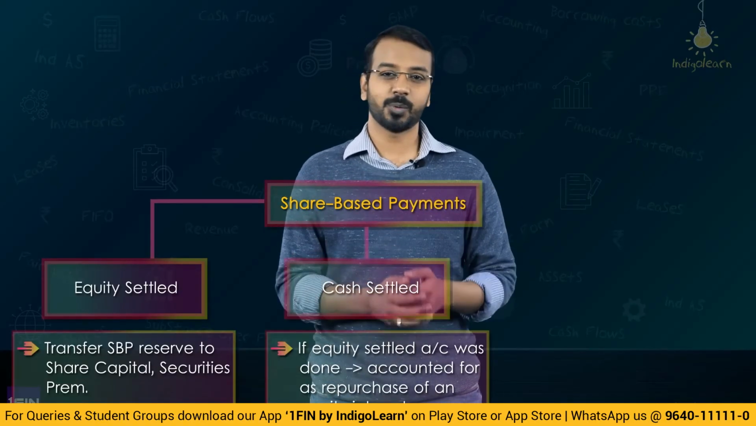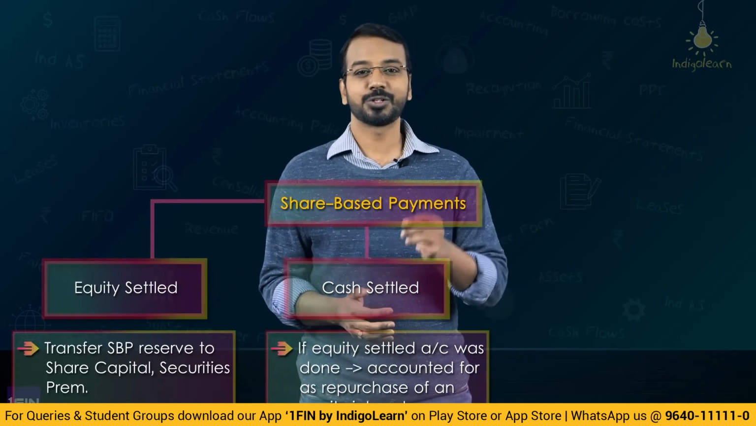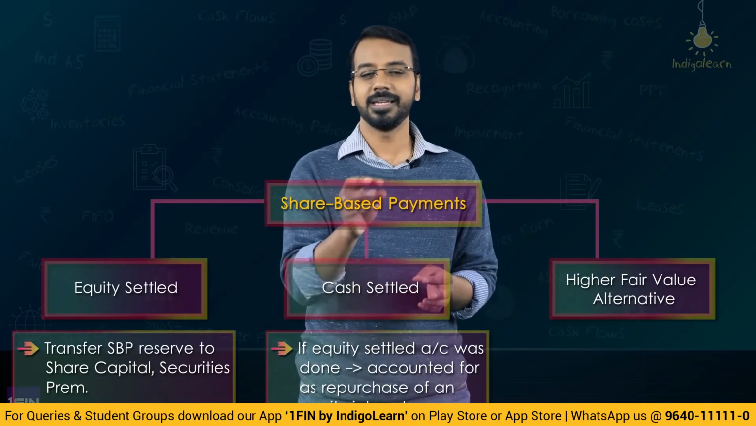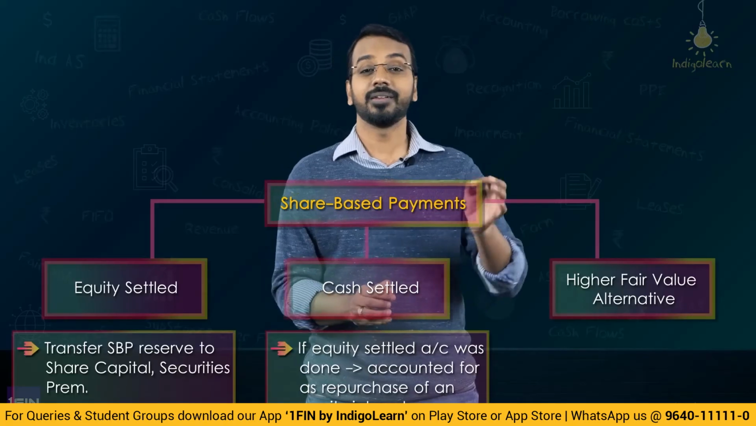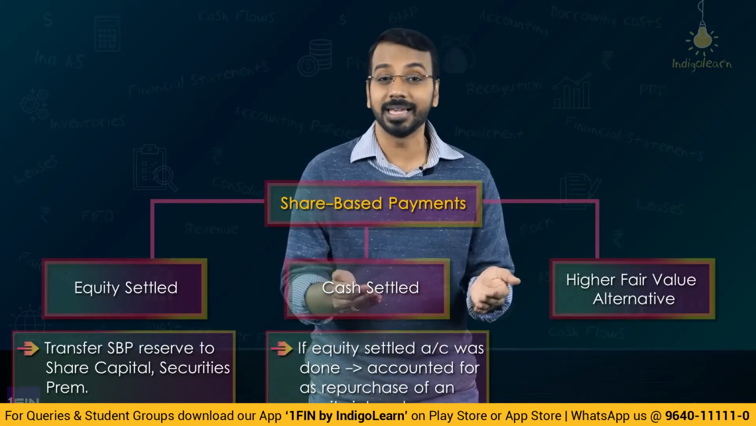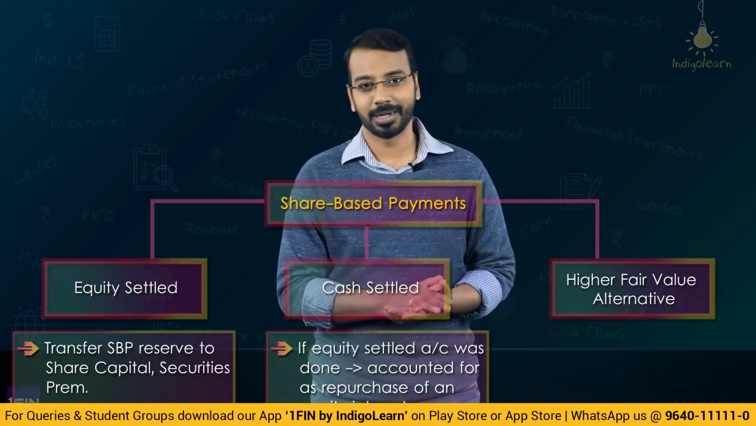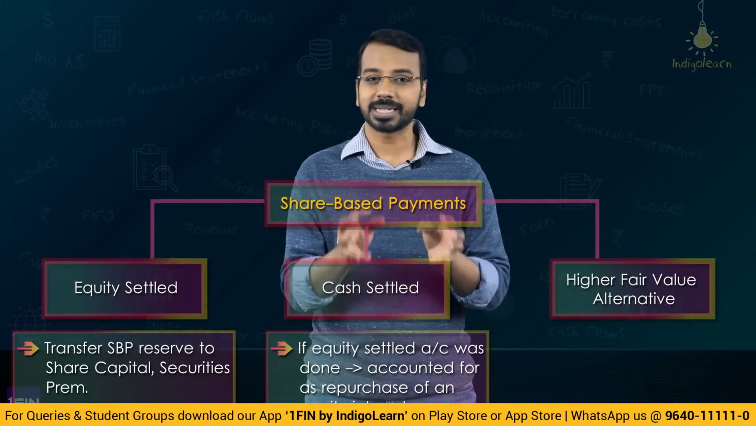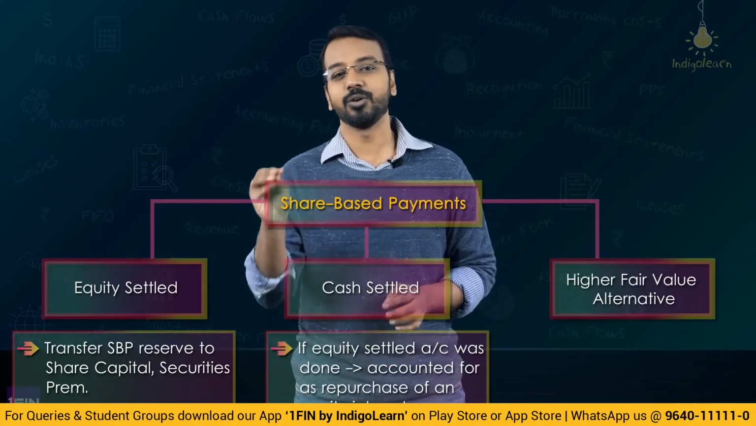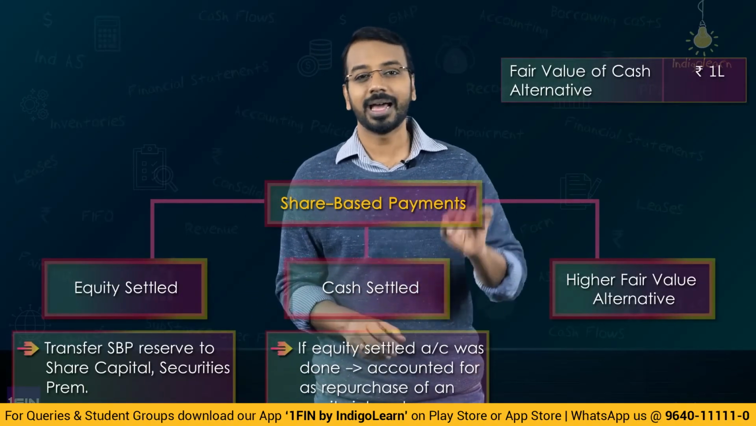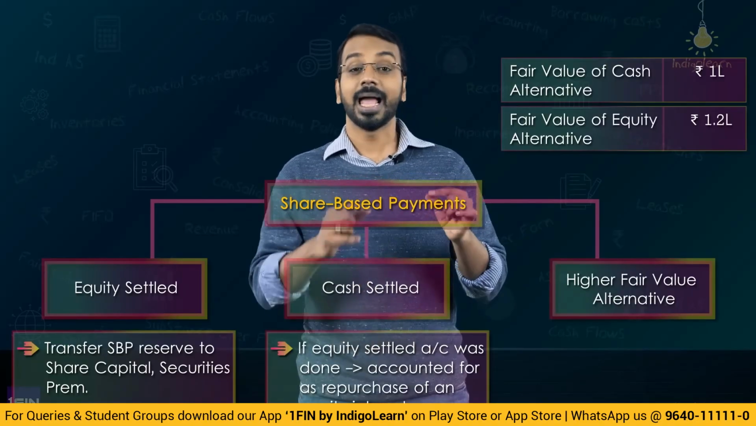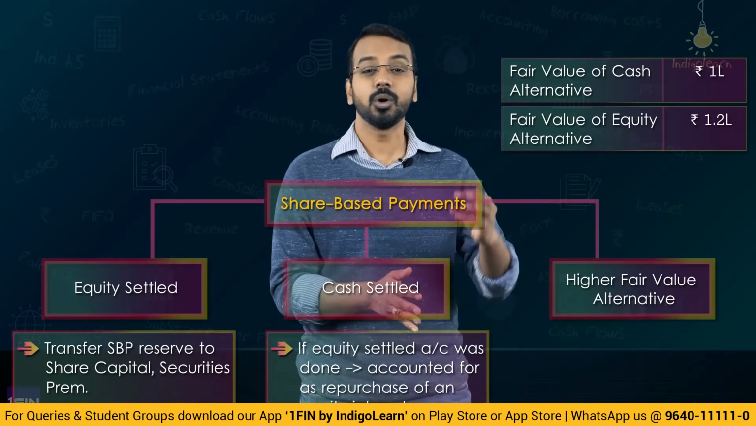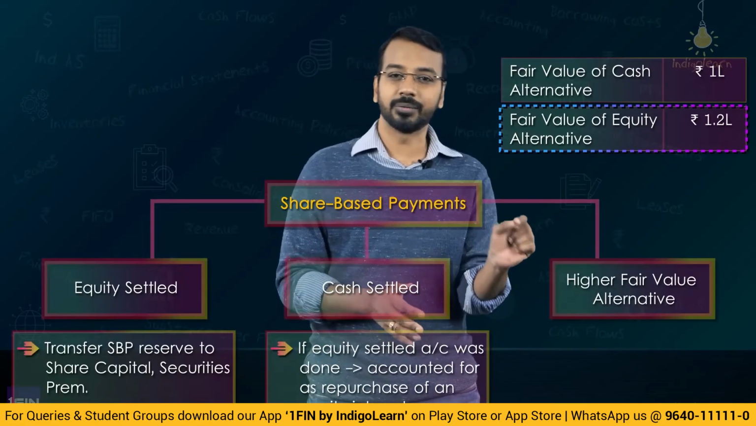Now, the third scenario that is possible is that the entity decides to go with a higher fair value alternative, meaning the entity sees the fair value of the cash alternative and the fair value of the equity alternative, and whichever is higher, the entity chooses that particular alternative. Generally it may not happen, but a scenario like this may be possible. So, what the standard says is, for example, the fair value of the cash alternative is 1 lakh and the fair value of the equity alternative is 1,20,000, and because the fair value of the equity alternative is higher, the entity has decided to issue equity shares or go with the equity alternative.